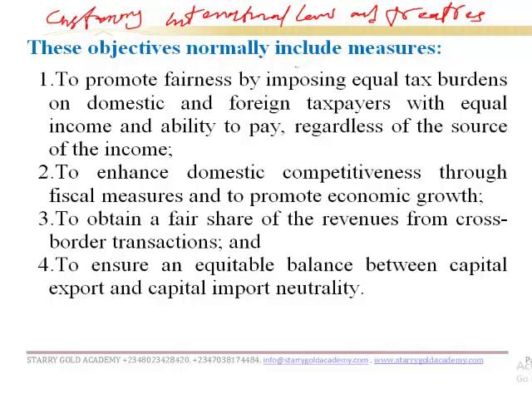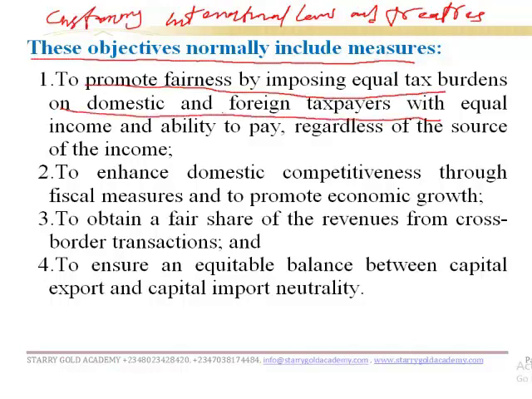International taxation also supports other objectives of domestic tax systems. So now, what are the objectives of international taxation? These objectives normally include measures to promote fairness by imposing equal tax burdens on domestic and foreign taxpayers with equal income and ability to pay, regardless of the source of the income. Yes, you should be fair to all individuals, and also consider whether they have the ability to pay.